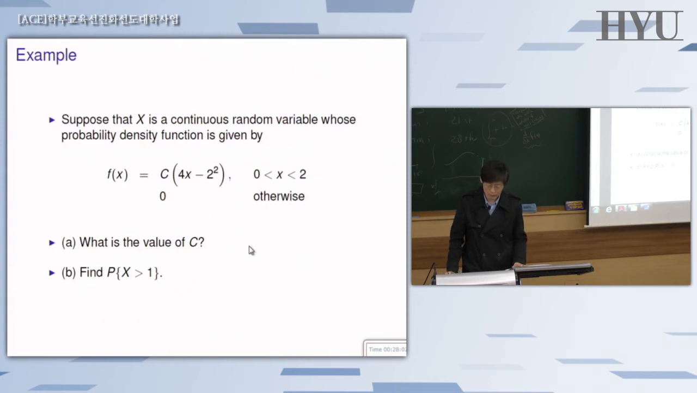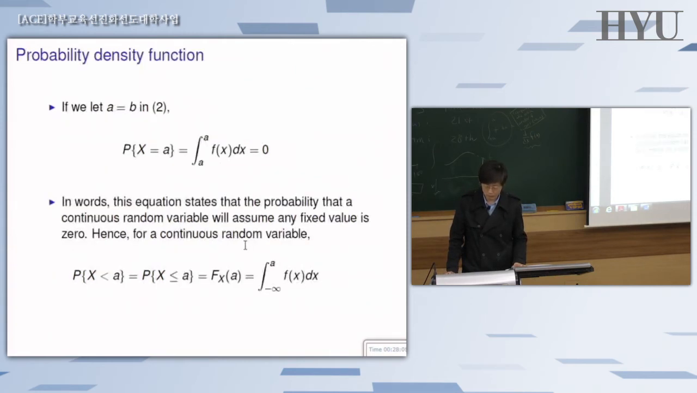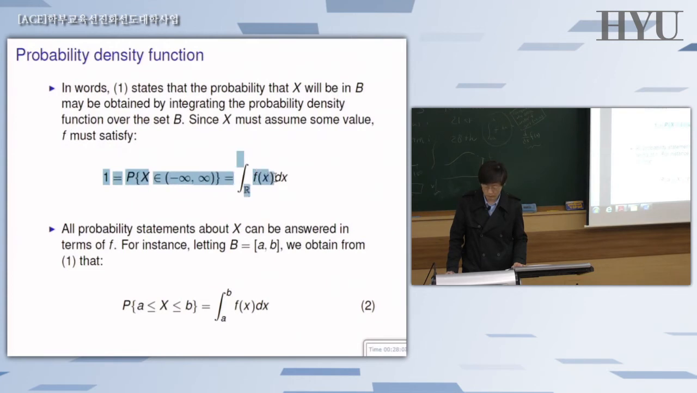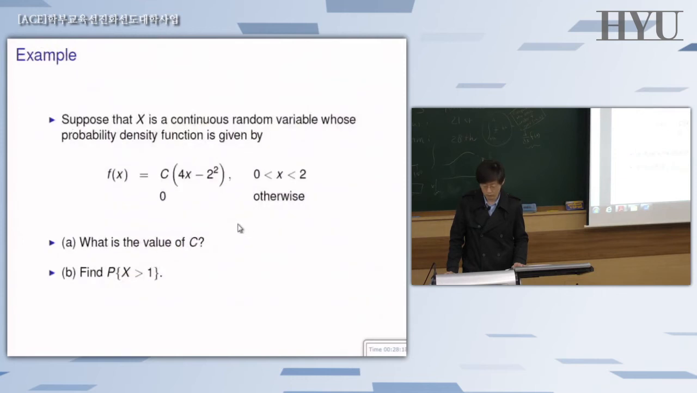Of course, you want to make this a valid PDF, so you can use this property here to figure out what c is. If you integrate this PDF over the real line, the integral must add up to 1. Otherwise, that's not a good one. You want to make this a valid PDF, otherwise there's no way you can compute this probability. So make sure that this PDF is legitimate by picking the right number for c, and then go to the second part and compute the corresponding probability. Right?